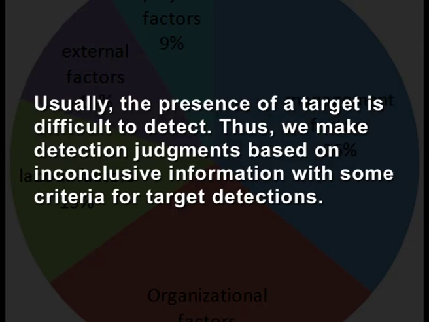Usually, the presence of a target is difficult to detect. Thus, we make detection judgments based on inconclusive information with some criteria for target detections. The number of hits is influenced by where you place your criteria for considering something a hit. In other words, how willing are you to make false alarms?